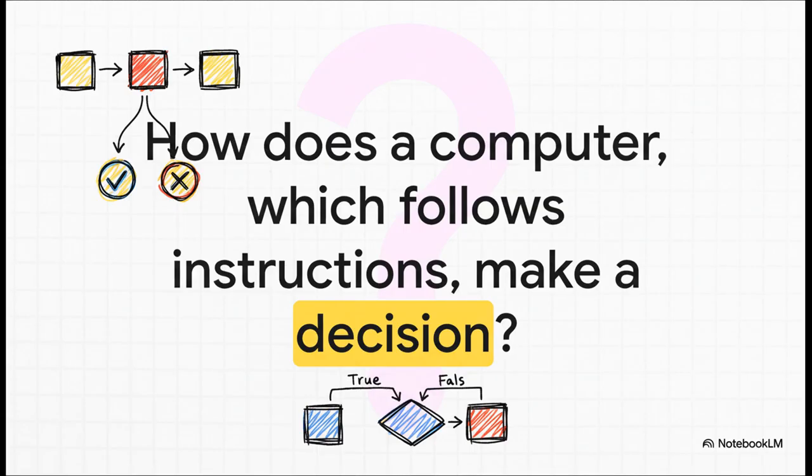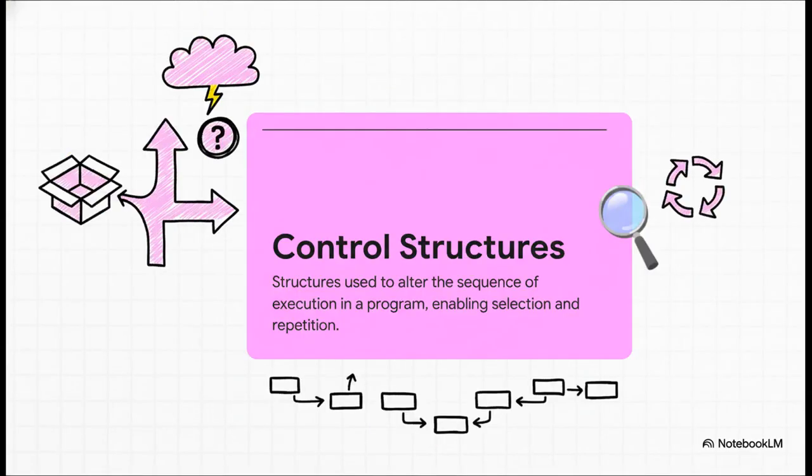Well, let's pull back the curtain on that. The magic trick here is a concept called control structures. You can think of them as the traffic signals for your code. Instead of your program just blindly marching down a list of commands, these structures let it pause, check the situation, and then decide which road to take next.